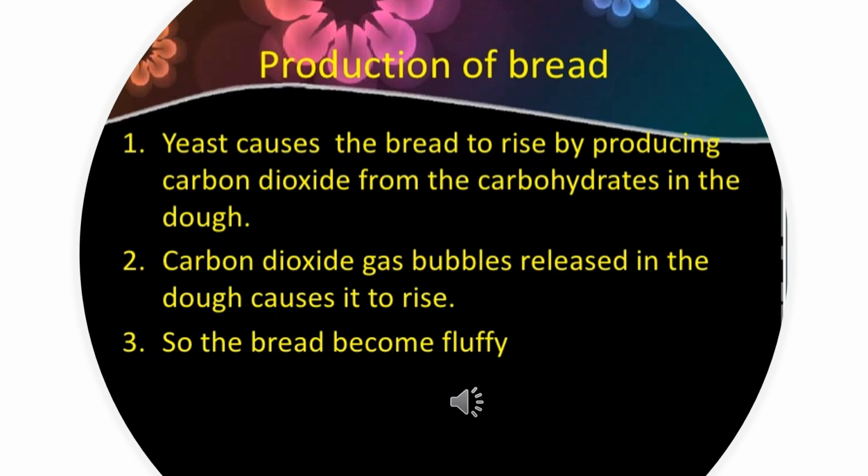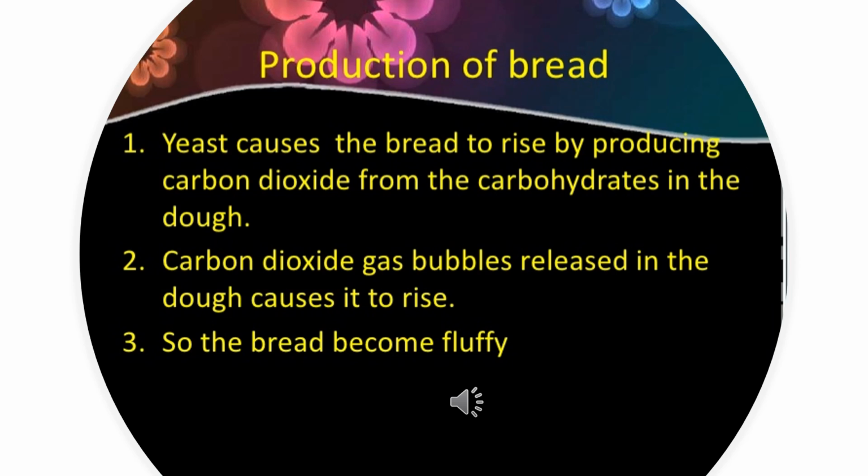Dear students, now we are discussing another use of microbes in the food industry. Yeast is used in baking. Bakers add yeast to the dough. Yeast feeds on the sugars in the dough and produces bubbles of carbon dioxide, which make the dough swell. Yeast causes the bread to rise by producing carbon dioxide from the carbohydrates in the dough.